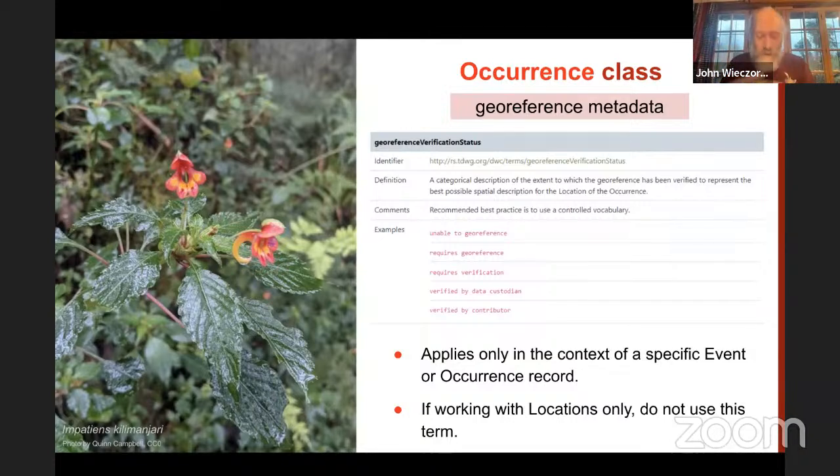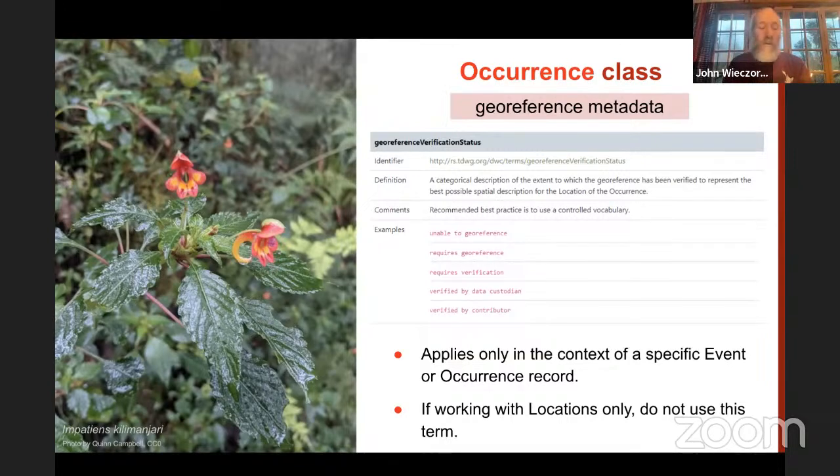So it means I've gone into my herbarium, somebody's provided me with a georeference based on the location. I look at that georeference now in the context of my herbarium sheet and the specimen that's on it. And I assess whether the georeference is as good as it can be for this specimen. If it is, then I can say so, that perhaps I'm the curator, and I can say, I have verified as a curator that this georeference is as good as we're able to make it.